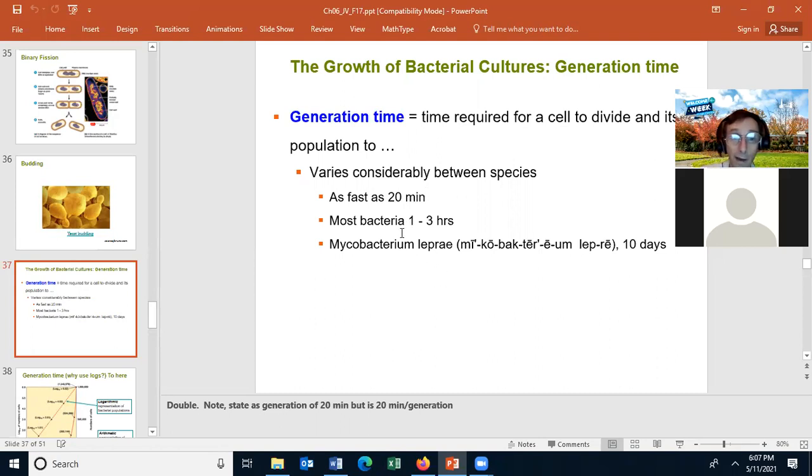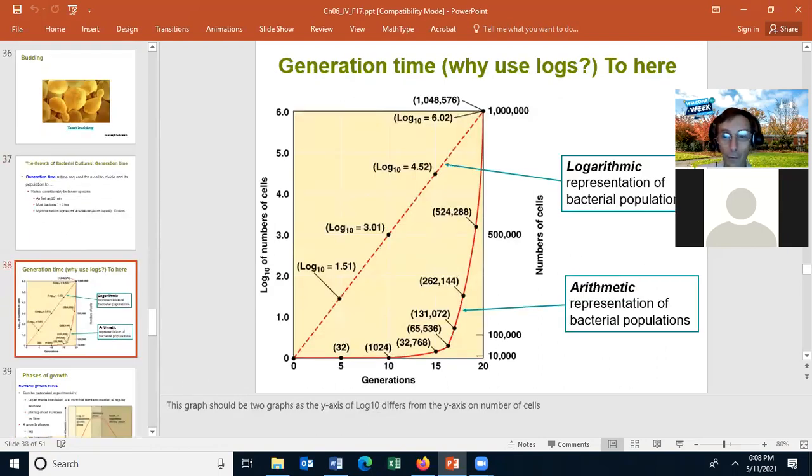Students have a hard time with that, maybe because we're thinking about miles per hour, how we drive. But the generation time isn't that way. It's the time per generation. Okay, everybody see that? I'm getting no comments, so we'll move on.